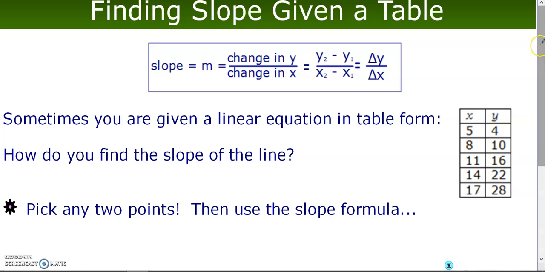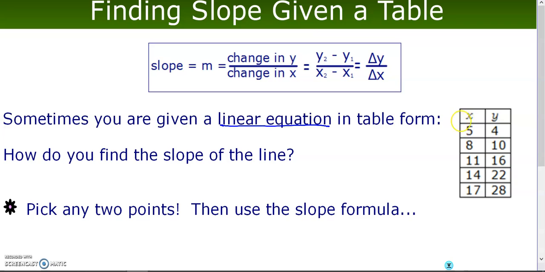You might have to find slope given a table of values. Remember, these are just ordered pairs. And it doesn't matter which two ordered pairs you pick, because they're telling you this is a linear equation, so this table forms a line, and the slope will be the same regardless of which two ordered pairs you pick.